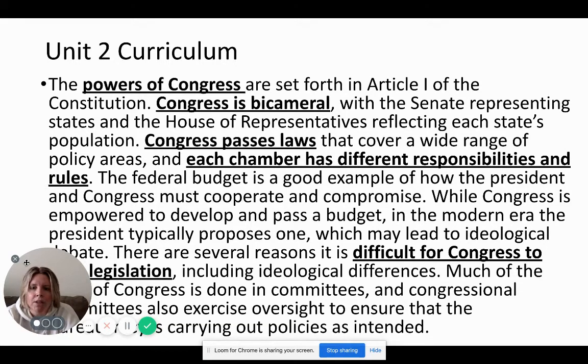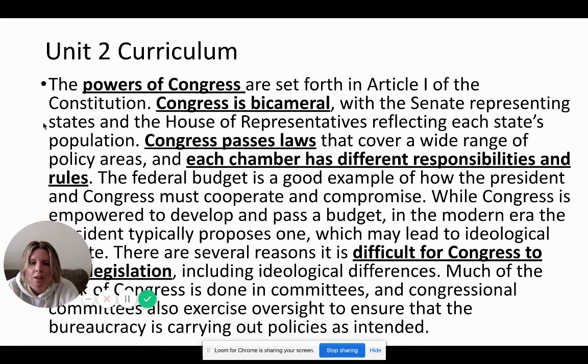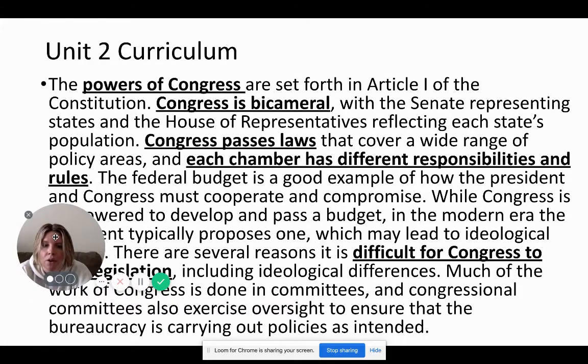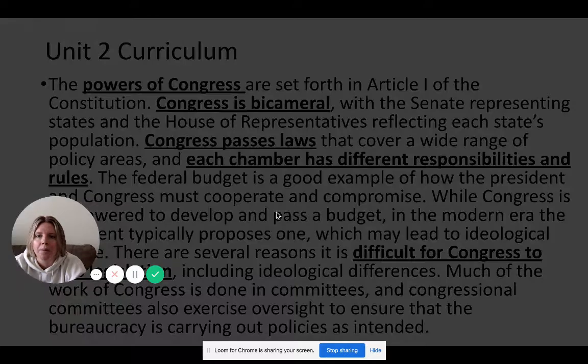The federal budget is a good example of how the president and Congress must cooperate and compromise. While Congress is empowered to develop and pass a budget, in the modern era, the president typically proposes one, which may lead to ideological debate. There are several reasons it is difficult for Congress to pass legislation, including ideological differences. Much of the work of Congress is done in committees, and congressional committees also exercise oversight to ensure that the bureaucracy is carrying out policies as intended.